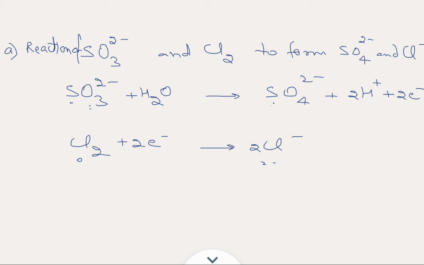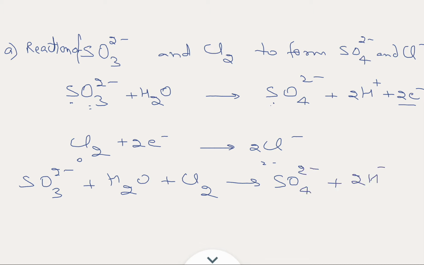Now you can see that in the first half equation 2 electrons are being lost. That means SO3 2- was oxidized and chlorine is being reduced by gaining 2 electrons. So we don't have to do anything to these half equations, we just need to combine the two. And when we combine the two half equations, then SO3 2- plus water plus Cl2 is giving us SO4 2- plus 2H plus 2 chloride ion. This is our balanced ionic equation. So this is your final answer.